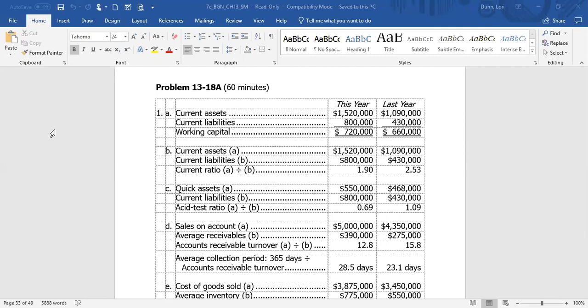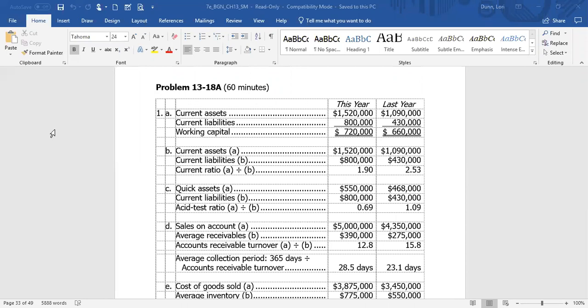Now, average accounts receivables would be this year's accounts receivables plus last year's accounts receivables. So 300 plus 480 divided by 2. So 390,000 for this year's calculation. So we get 12.8 when we divide the average receivables into sales on account.